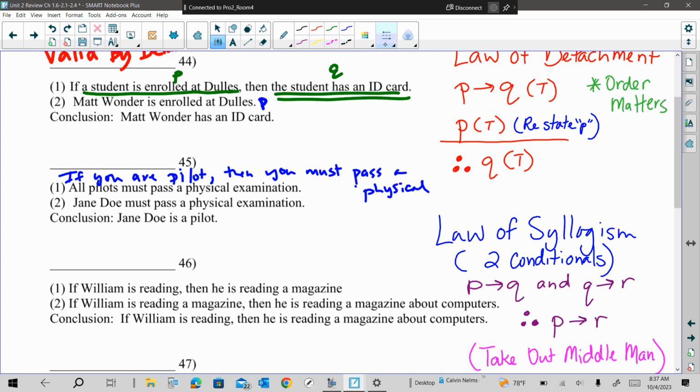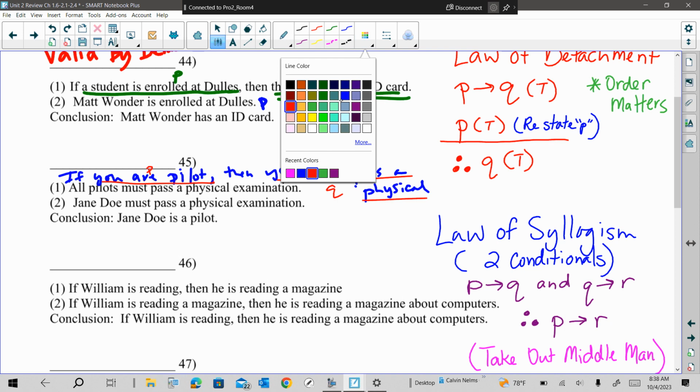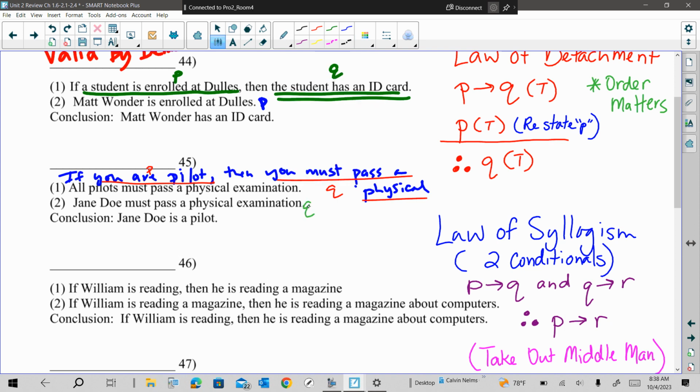So, you are a pilot, that's the hypothesis. You must pass a physical, that's the conclusion, that's the Q. Jane Doe must pass a physical. Is that the P or the Q that's restated? Q. Yep, that is restating the Q. So can I conclude Jane Doe is a pilot? No. This is out of order, this is invalid. Okay?